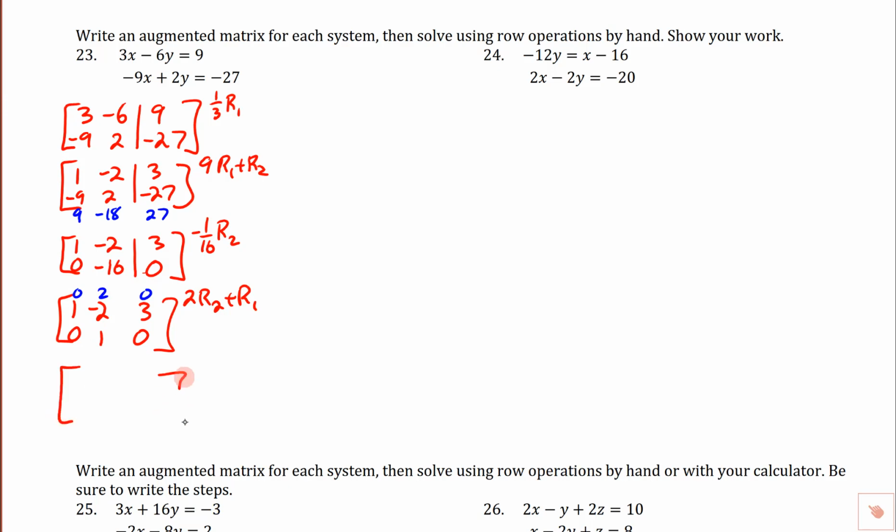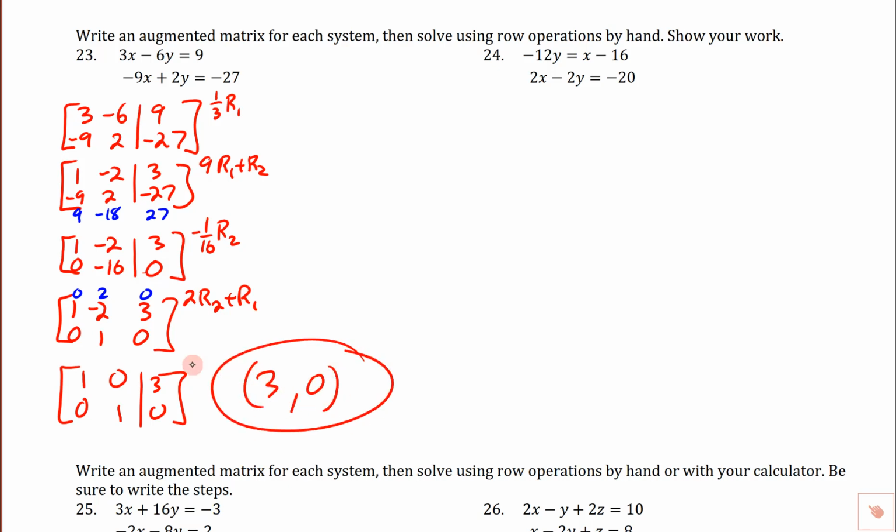So we like row 2. That gets to stay the same. And then when we add these together, we get a 1. Add those together, we get a 0. And add these together, we get a 3. And that's the answer. So we've written down all of those commands that it took to get this in reduced row echelon form. The answer on this one is 3, 0.